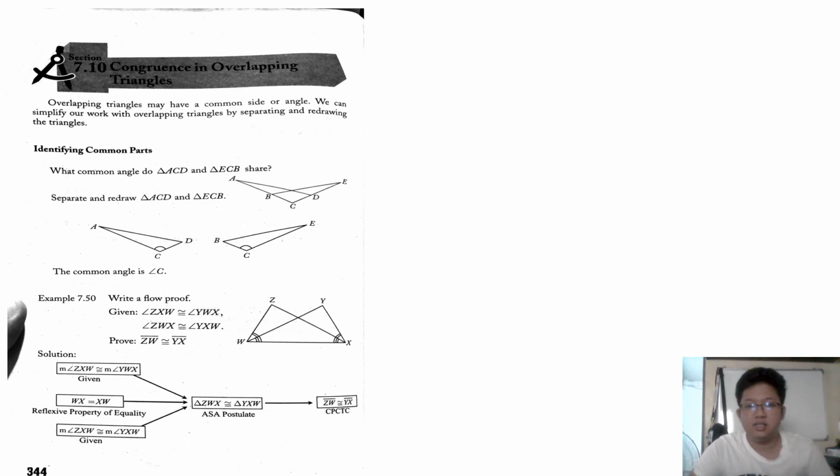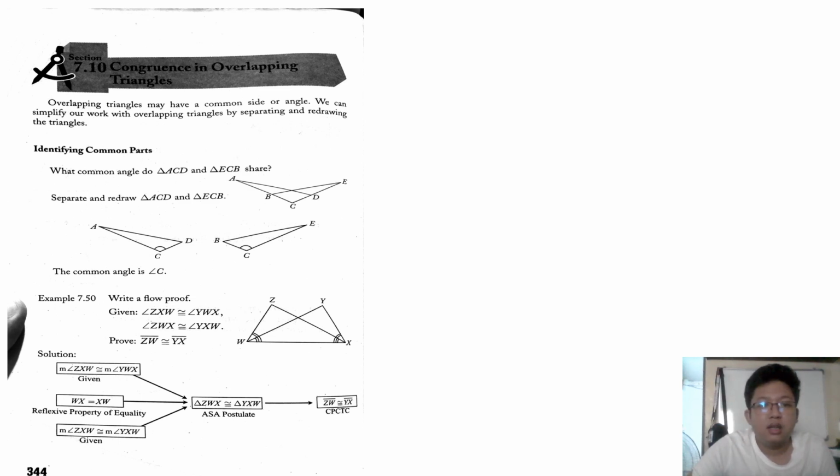So this is grade 8 mathematics of PCCR. Before we start, our lesson came from this book, Phoenix Publishing, Phoenix Math for the 21st Century Learners for Grade 8. So let's continue. Our topic is all about the congruence in overlapping triangles.